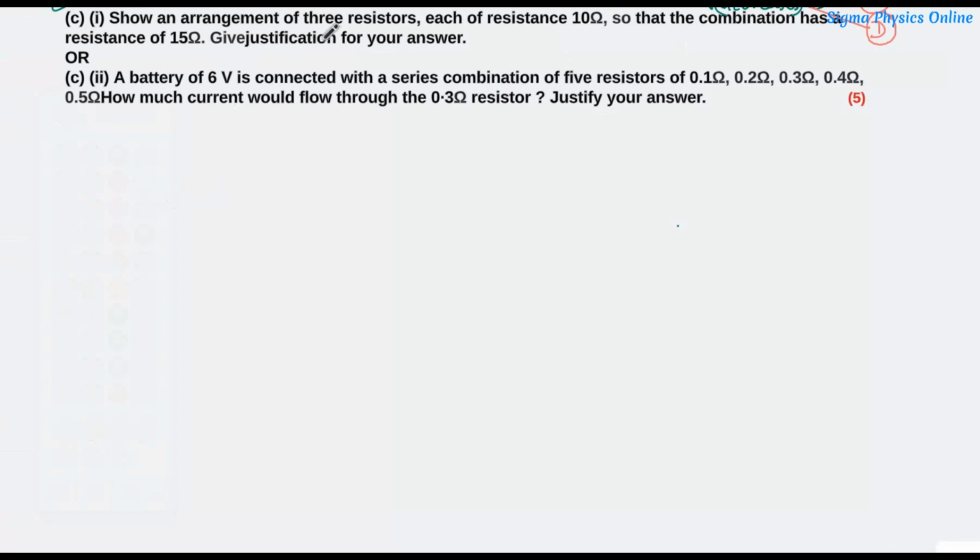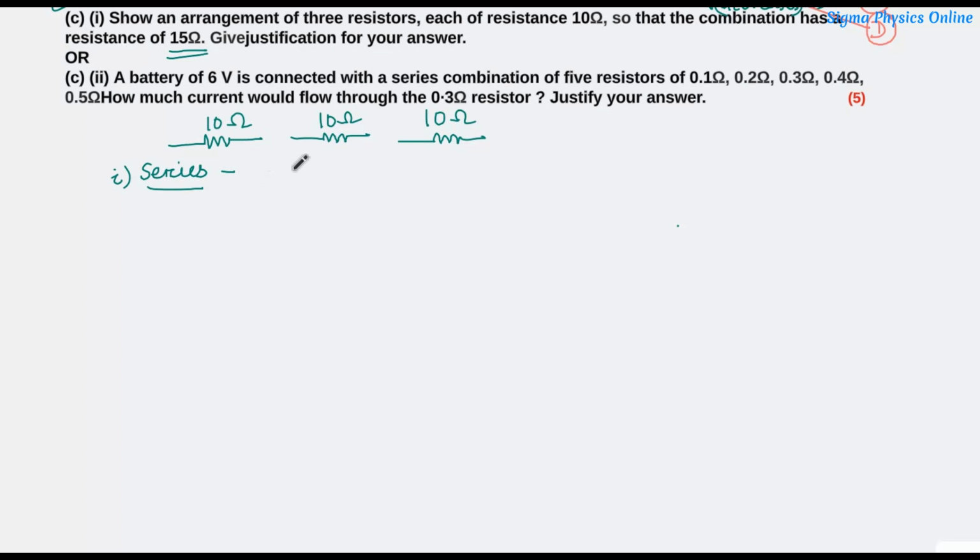Now coming to the next bit question, show an arrangement of three resistors, each of resistance 10 ohm, so that the combination has a resistance of 15 ohm. Justify your answer. So there are three resistors, each of value 10 ohm, and they are to be connected in a definite combination so as to get an overall resistance of 15 ohm. So there could be four possible options.